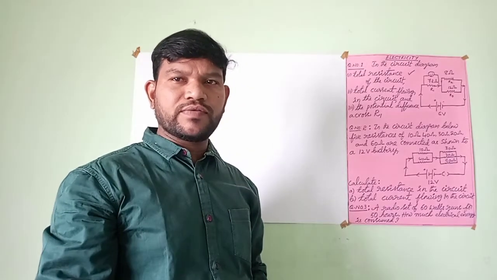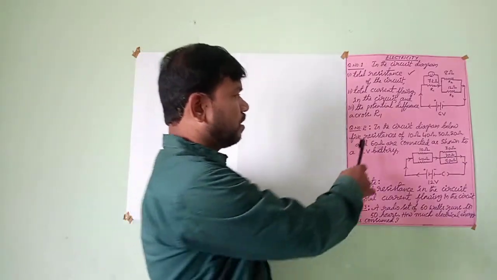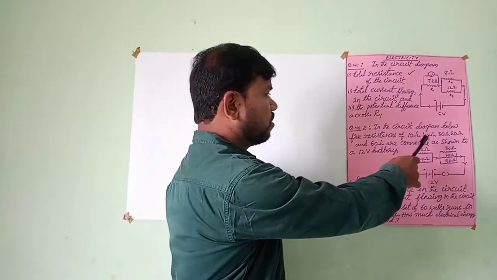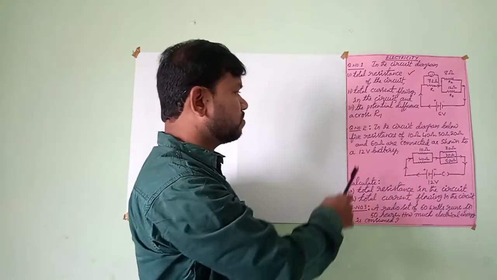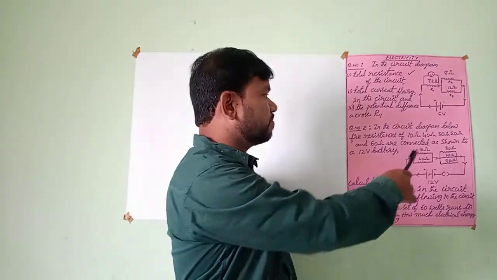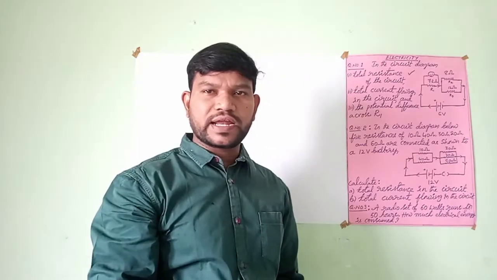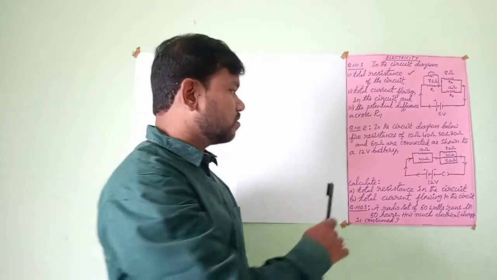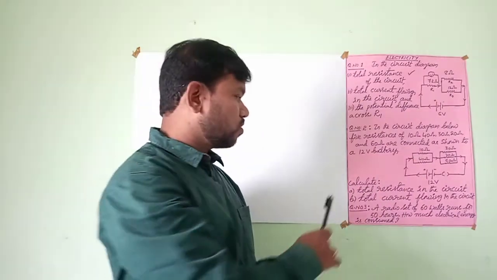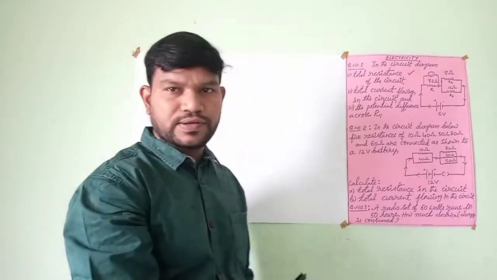Students, see, now we are going to solve another problem. Here, question number 2. In the circuit diagram below, 5 resistances of 10 ohms, 40 ohms, 30 ohms, 20 ohms and 60 ohms are connected to a 12 volts battery. So what we need to identify? Calculate the total resistance in the circuit. Total resistance we need to calculate, and also the total current flowing in the circuit, right?